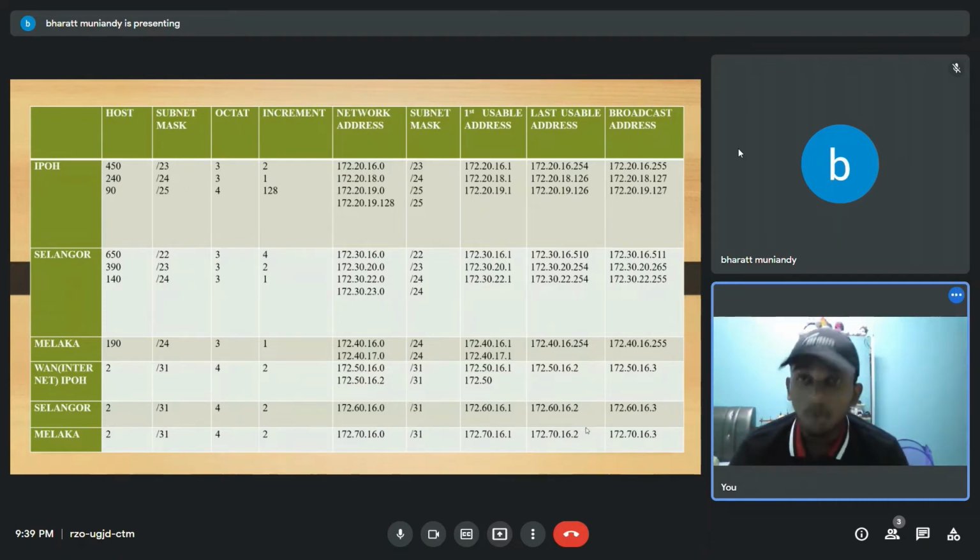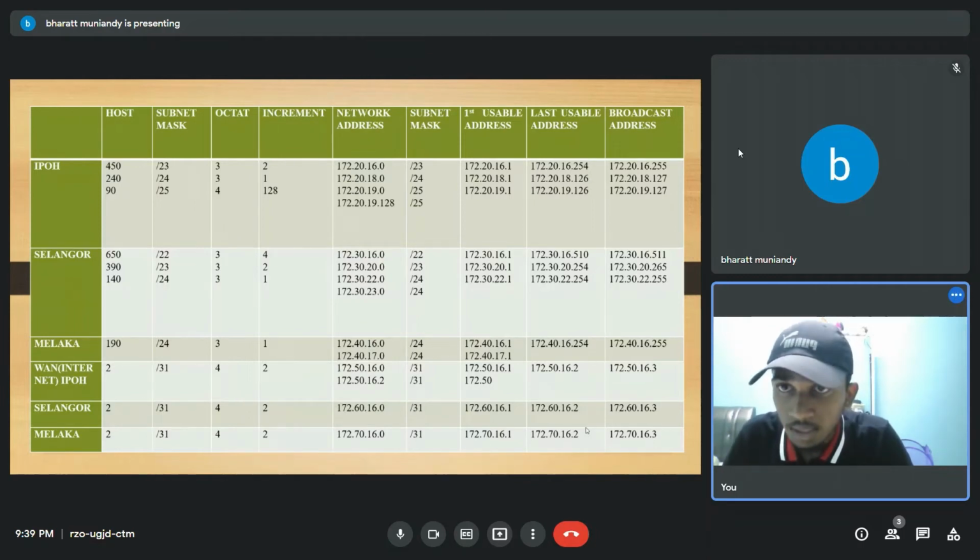and the last usable address will be 172.60.16.2. Okay, the last one is the Melaka. So the host for the Melaka is 2. The subnet mask will be /32. The octal will be the same, which is 4. Increment is 2. So the network address will be 172.70.16.0. The subnet mask remains the same.